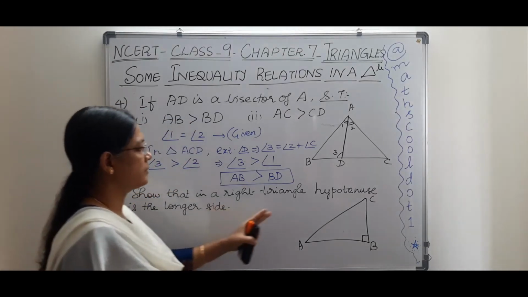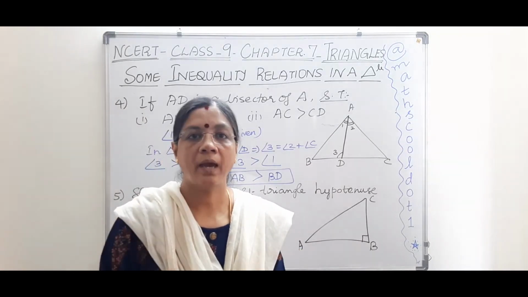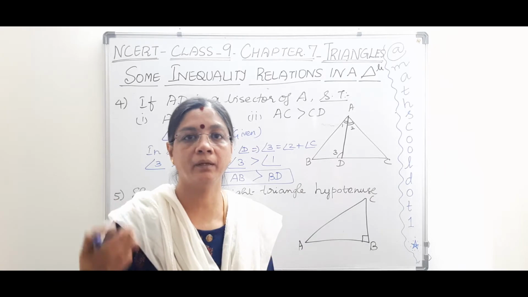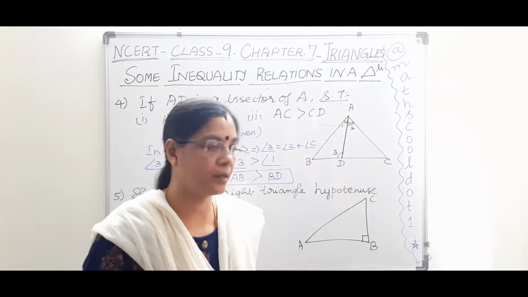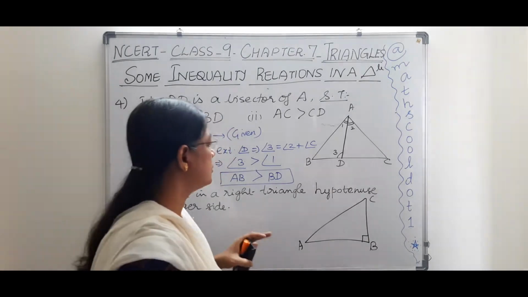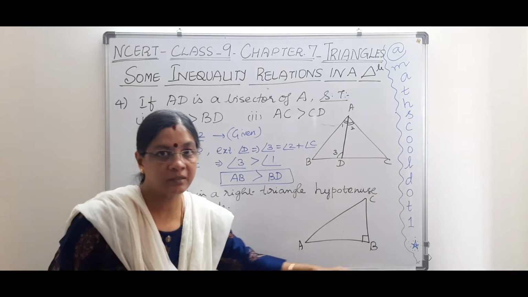Show that in a right triangle, the hypotenuse is the longer side. We know that the side opposite to the greater angle is always the longest side. We have proved that already, right? So that is what we are going to do now in a right triangle. They have given you that it is a right triangle.